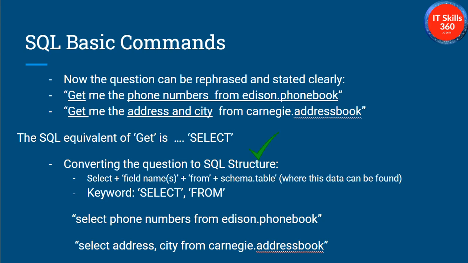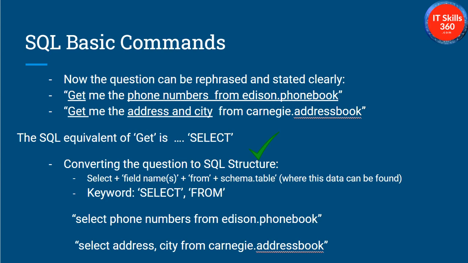it would make sense. What we are trying to say is that get me is just a command, then we name what we need as a field name. So we'll put a phone number or address and city, and then we'll define the schema name, in this case Edison or Carnegie, say Edison, and by convention we put a period, a dot, and then Edison.phone book. The phone book part is nothing but a table name. So the whole sentence, in layman's language, looks like get me the phone numbers from Edison.phone book.